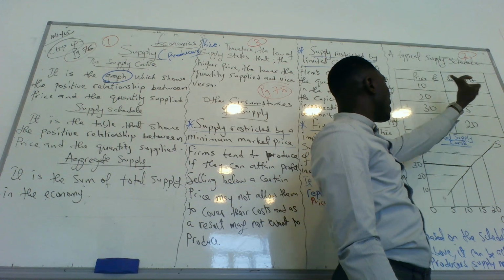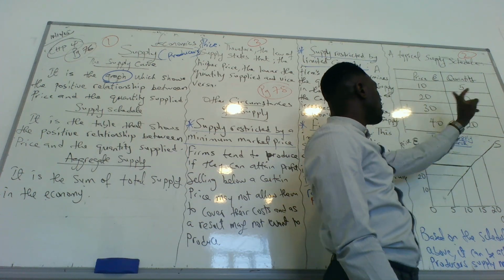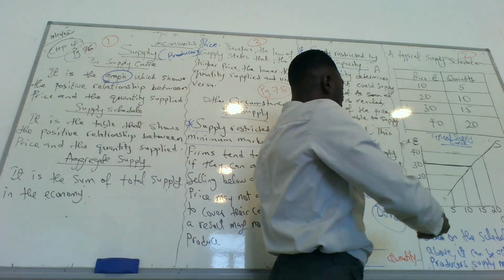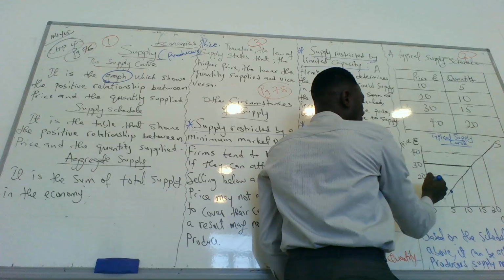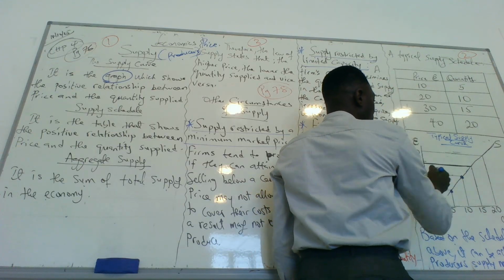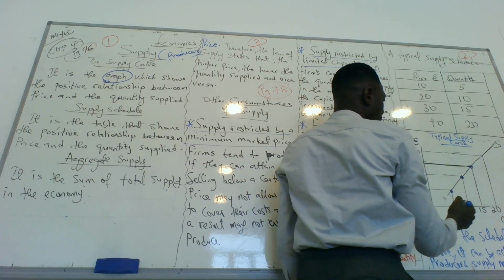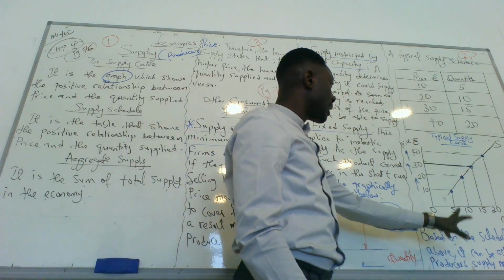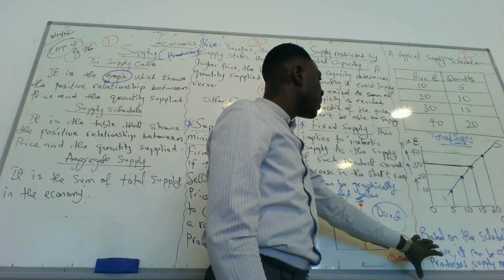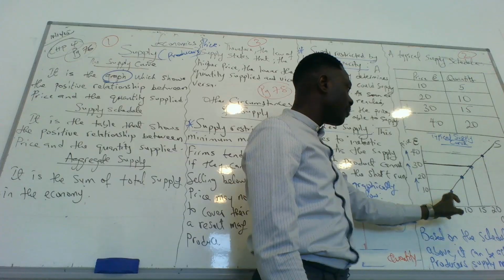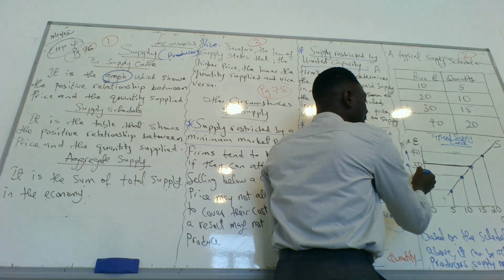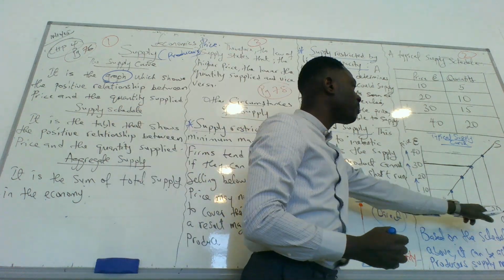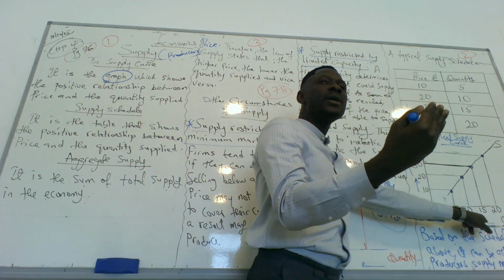Then we have a typical supply schedule. At price 10, the quantity is 5; at 20, the quantity is 10; at 30, the quantity is 15; at 40, the quantity is 20. Then we represent this with a graph. At the price of 10, the quantity supplied is 5. At 20, it is 10. At 30, it is 15. At 40, the quantity supplied is 20, sorry. So based on this schedule and the curve, as soon as the price increases, the quantity supplied increases. So that is a direct relationship.